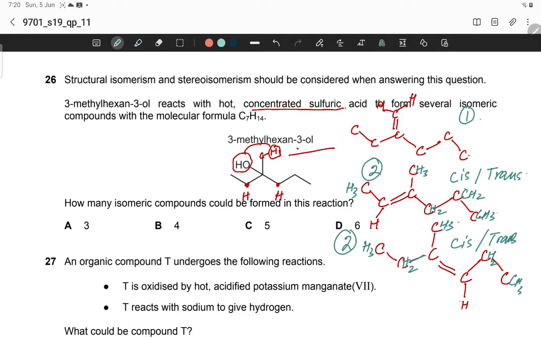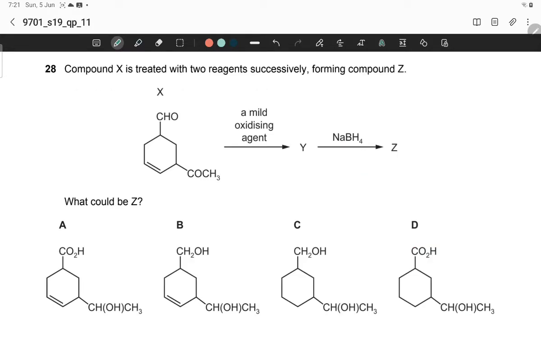In this compound, the two conditions are fulfilled, and in this compound two conditions are also fulfilled, that there must be a carbon to carbon double bond, and each double bonded carbon must have two different groups. So there are a total of 5 isomers formed. The option is C. Next question from this paper is 28, which was commonly wrong.